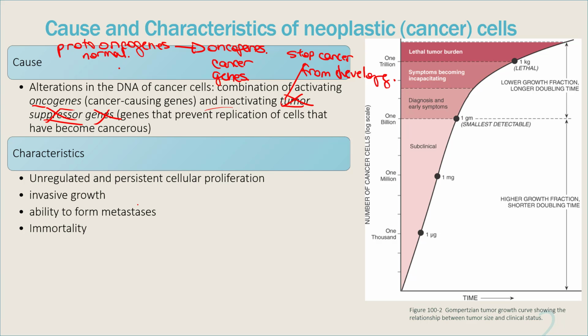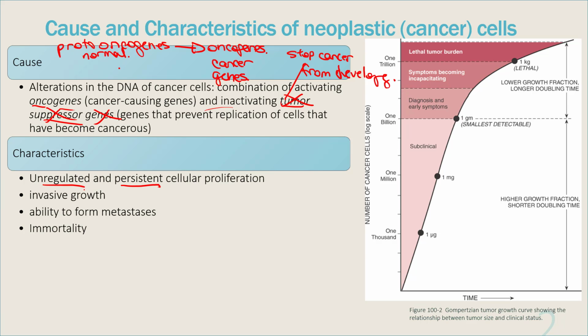Now, just as a review, characteristics of neoplastic or cancer cells are that they keep on dividing, right? And the division of the cancer cells is continuous, persistent, and unregulated. So it doesn't know when to stop. It just keeps on growing and growing and growing.